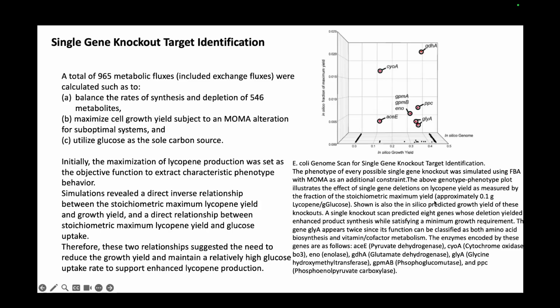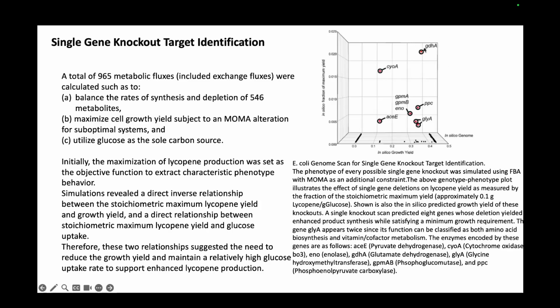The plot is given like that. Shown is also the in silico predicted growth yield of these knockouts. A single knockout scan predicted 8 genes whose deletion yielded enhanced product synthesis while satisfying a minimum growth condition. Gene GLYA, so this one, appears twice since its function can be classified both as an amino acid biosynthesis and also vitamin cofactor metabolism. The enzymes encoded by these genes are ACE, CYO, ENO, GDHA, GLYA, and several others present here.